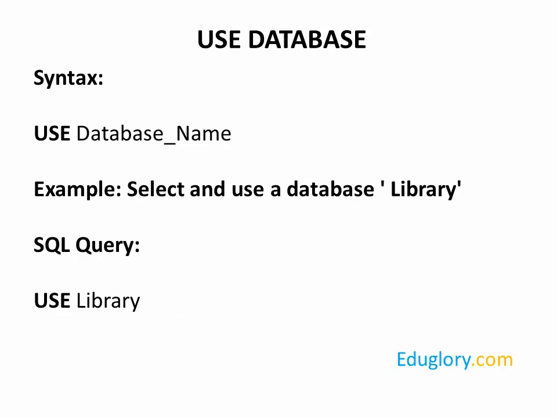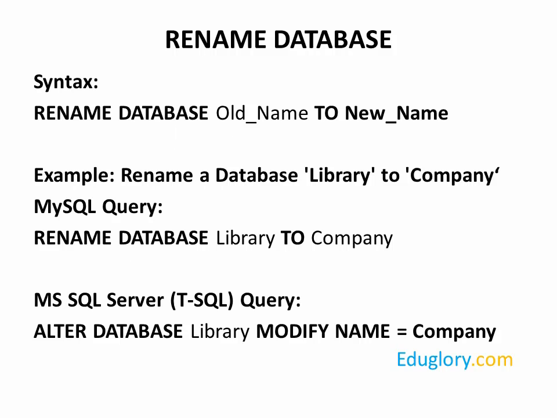Here, we'll learn how to select a particular database from the existing multiple databases where various operations will be carried out. So, in order to select the database, the syntax would be use followed by the name of database that you would like to select. For example, if you wish to select and use the database with name library, then the SQL query would be use library.